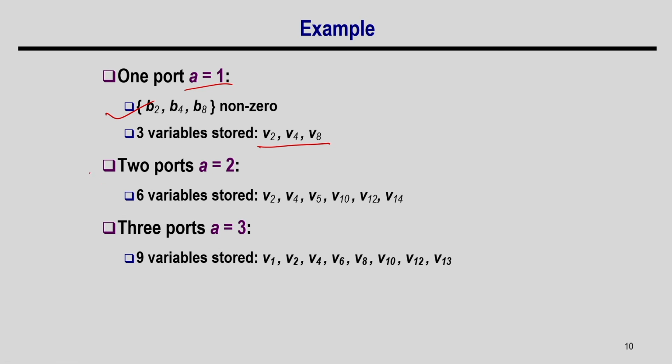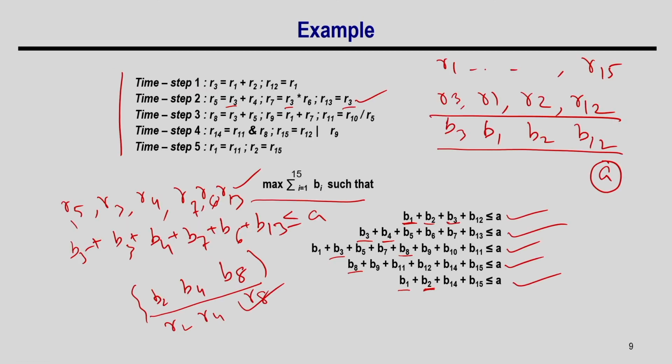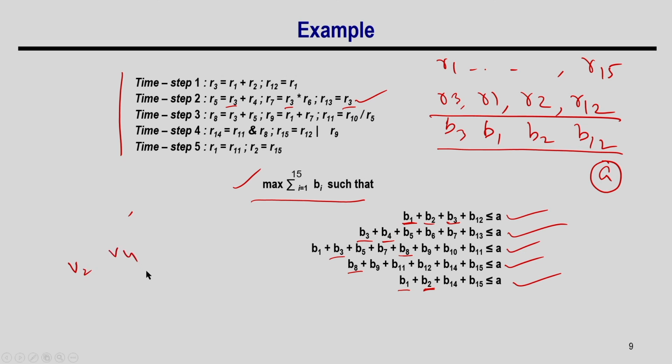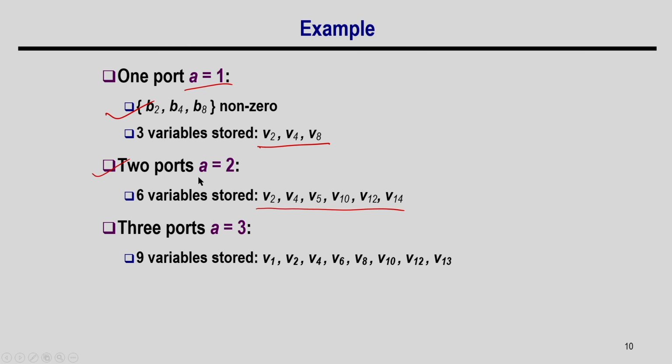Similarly, if the number of ports is 2, then you can map these variables. Let me check whether that particular mapping is correct or not. So, V2, V4, V5, V10, and then V12, V14. So, there are 6 registers, 6 variables that can be mapped to the same register bank.